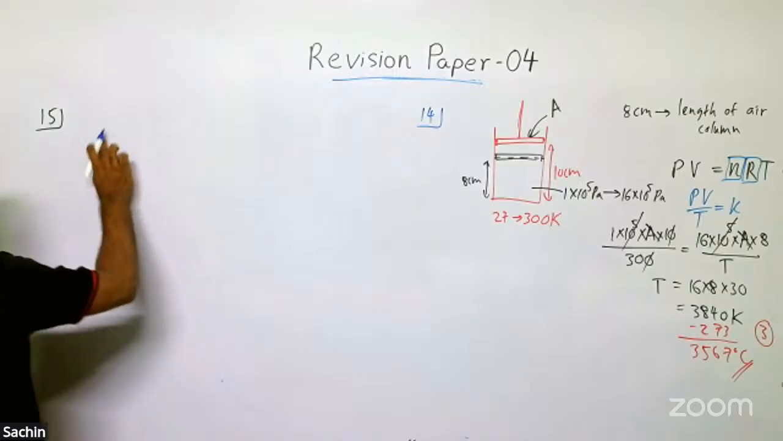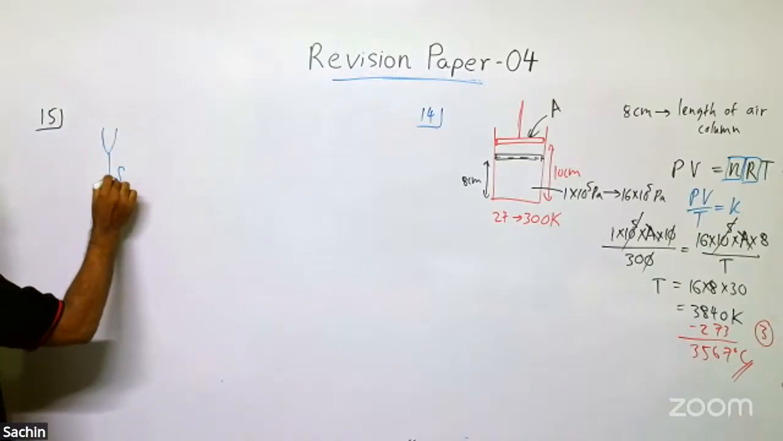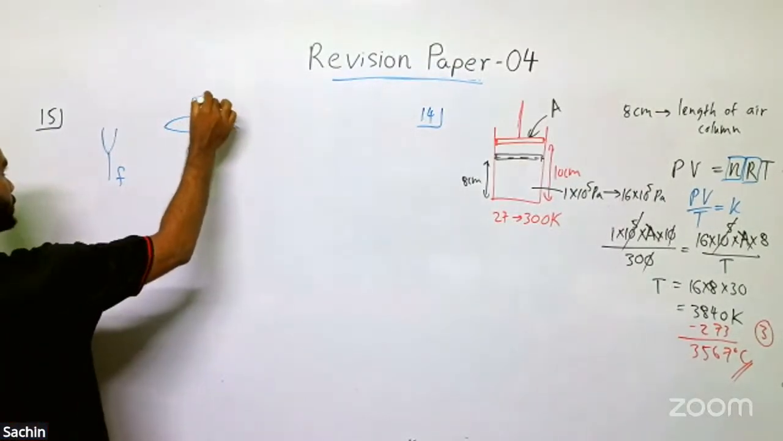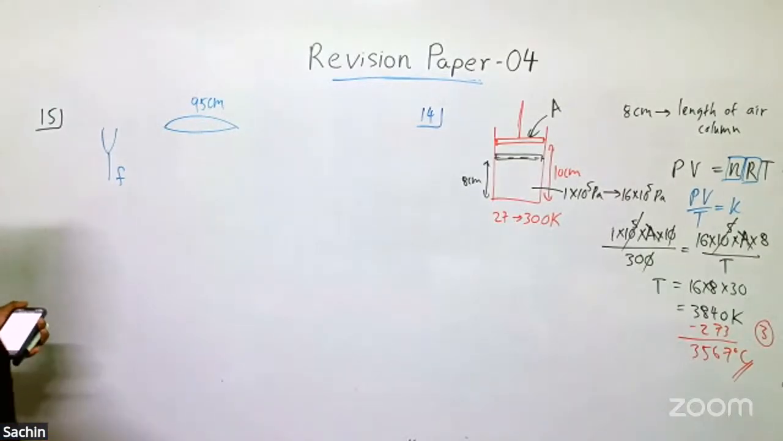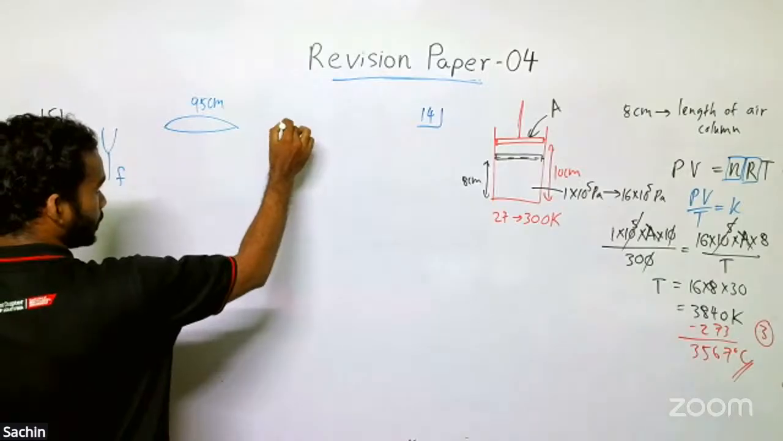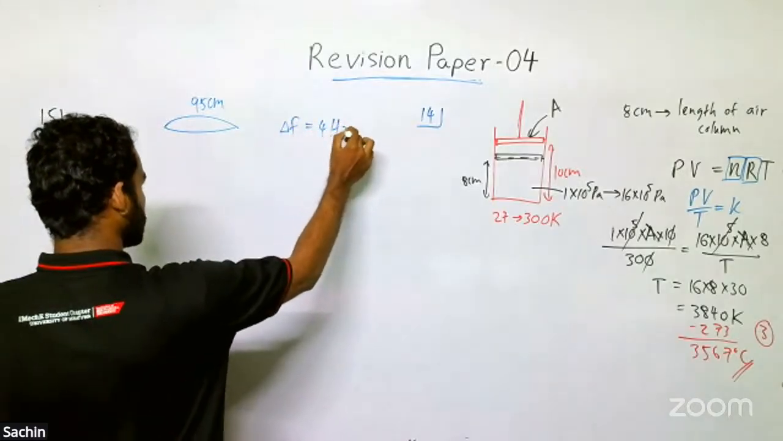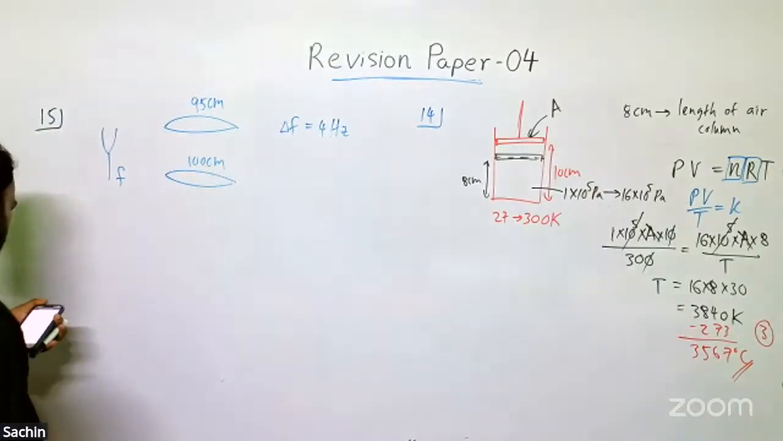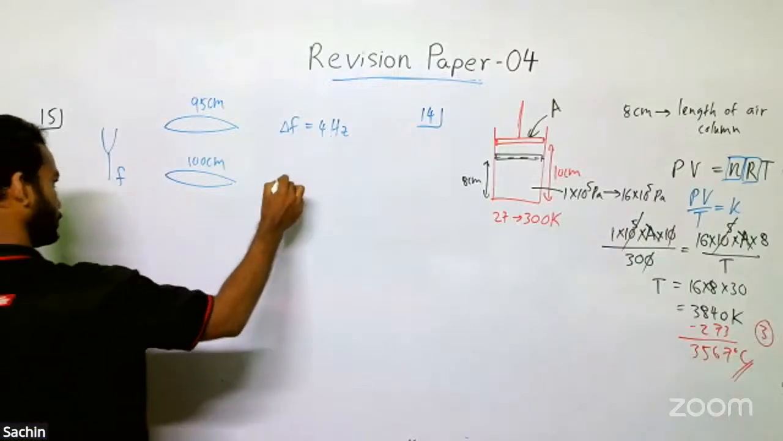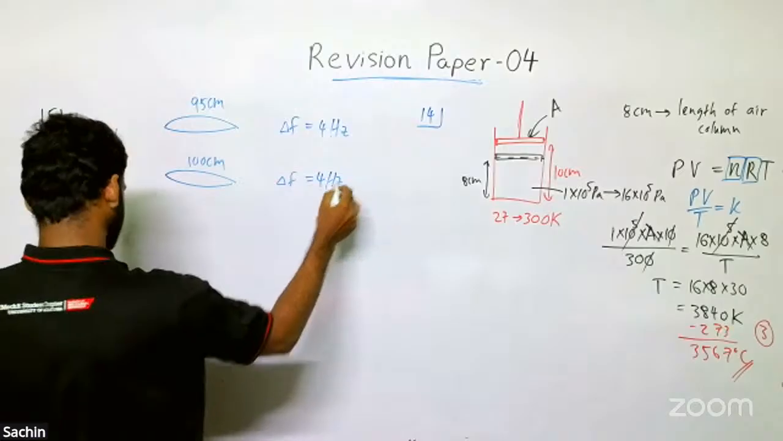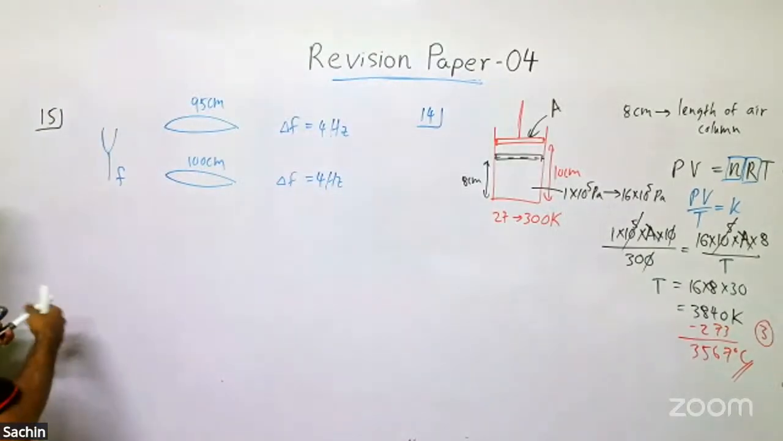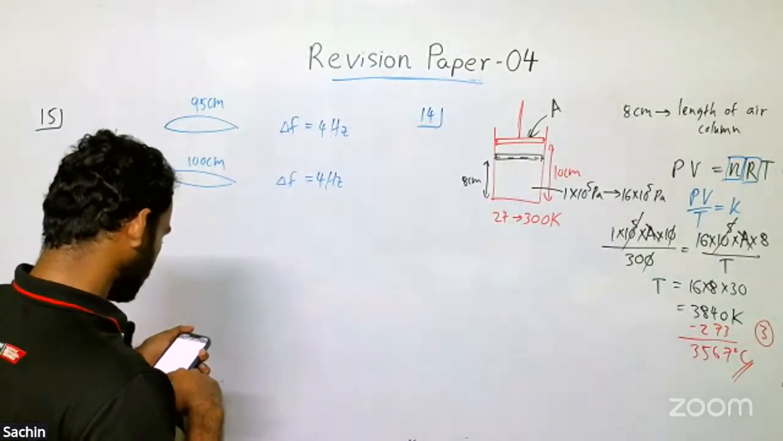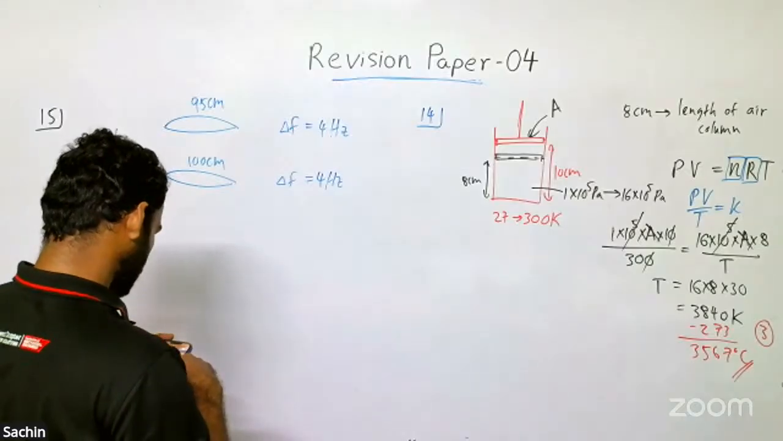Okay. So there's a tuning fork. Let's say the frequency is F. When it vibrates with one wire, the length is given as 95 centimeter, it will give you beats of 4 hertz. And again, if you vibrate with another wire with a different length, that is 100 centimeter, again it will give you a beat frequency of 4 hertz. So they're asking, what is the frequency of this fork? And for this question, I think you have to assume the sound velocity.